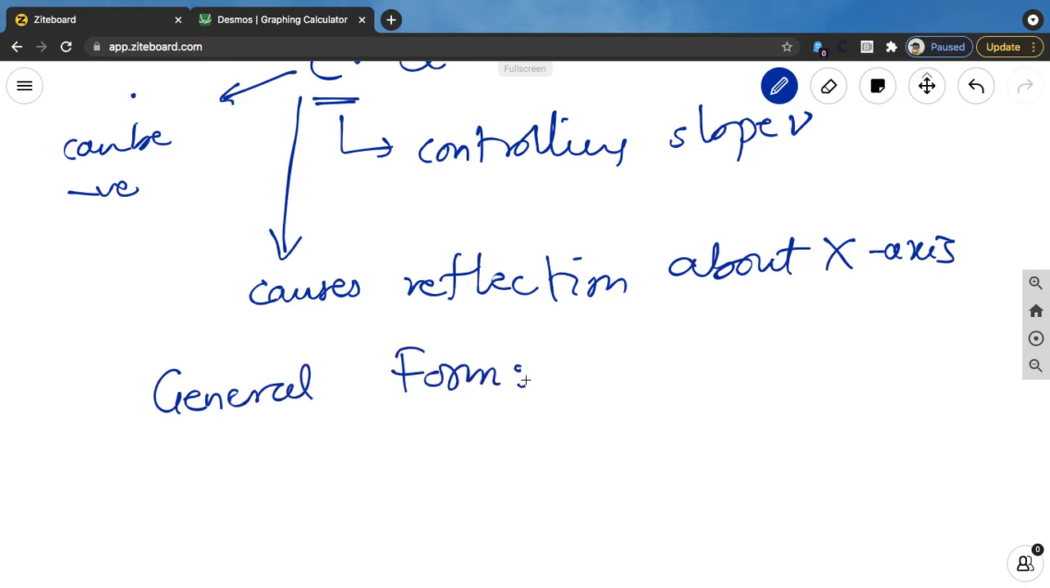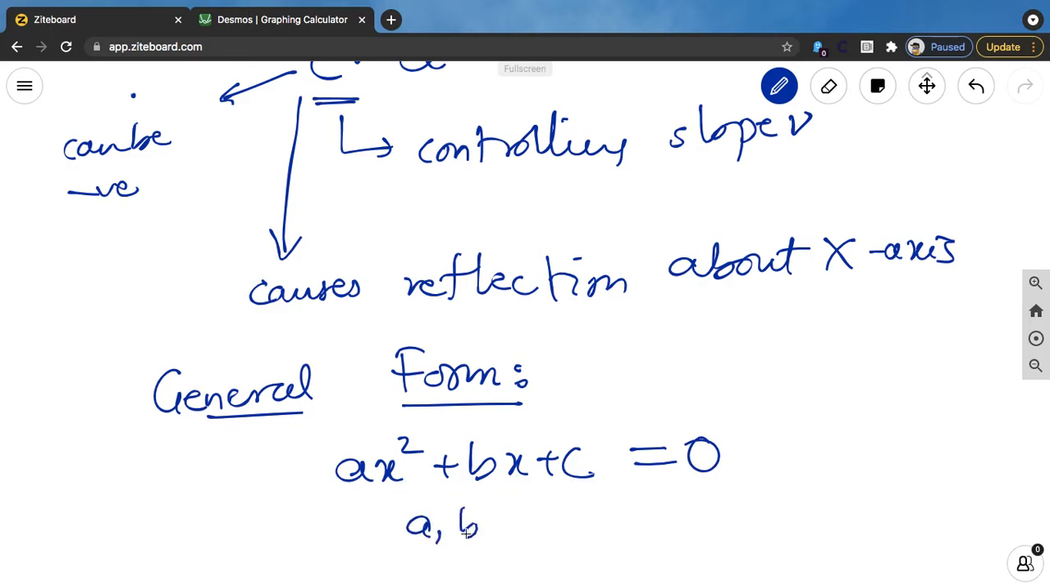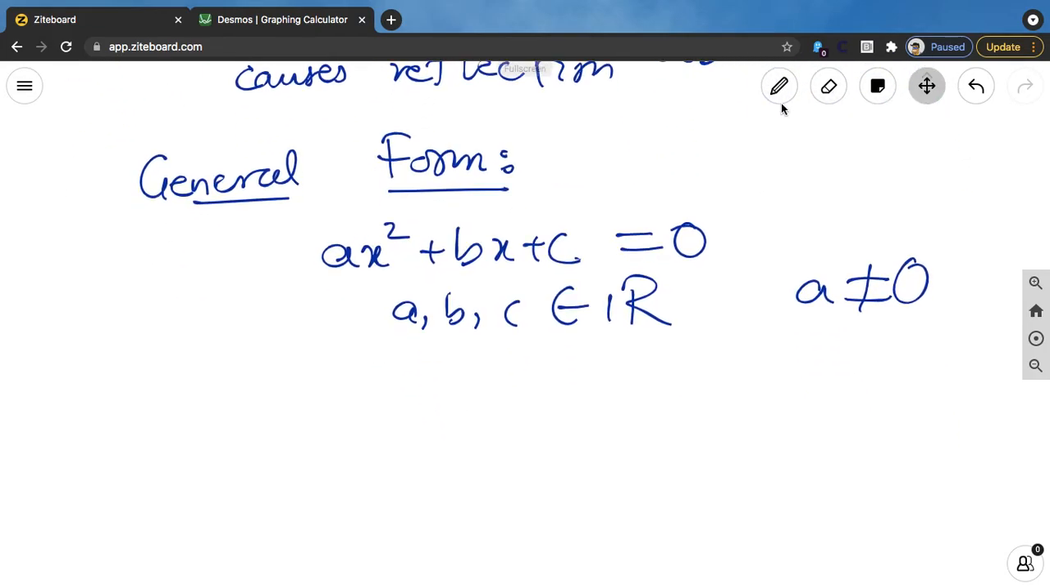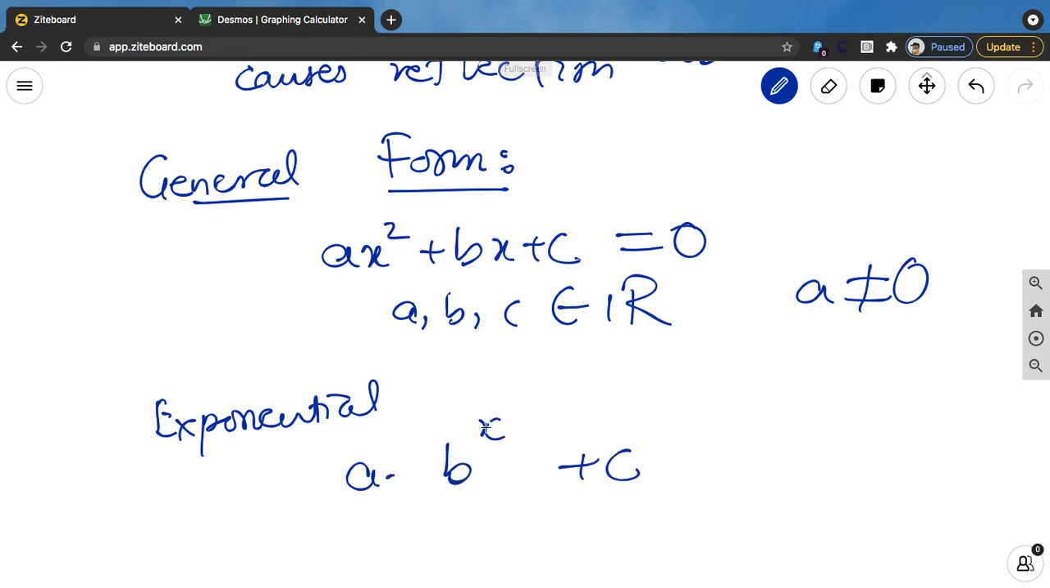What is general form? Like for example, in a quadratic equation, the general form of quadratic is ax squared plus bx plus c equal to 0, where a, b and c are real numbers and a cannot be 0, otherwise it's not a quadratic. Similarly, a general form for an exponential function is a times b raised to x plus c.